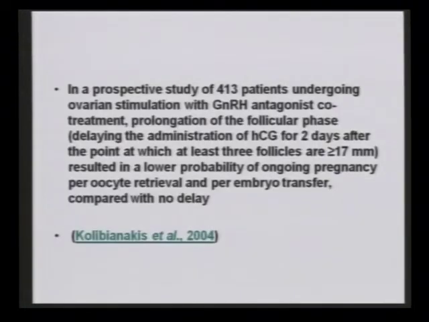However, in a prospective study performed by other groups, which included 413 patients undergoing ovarian stimulation based upon GnRH antagonist co-treatment, prolongation of the follicular phase, meaning delaying the administration of HCG for 2 days after the point at which at least 3 follicles had reached 17 millimeters, resulted in a lower probability of ongoing pregnancy per oocyte retrieval and per embryo transfer compared with no delay.